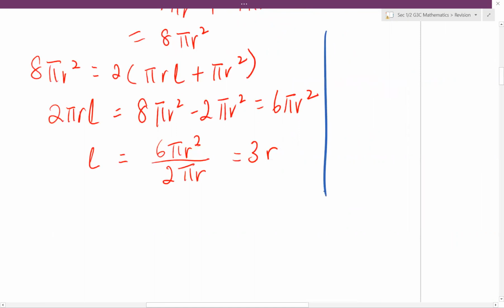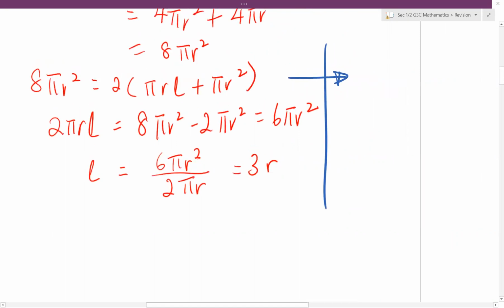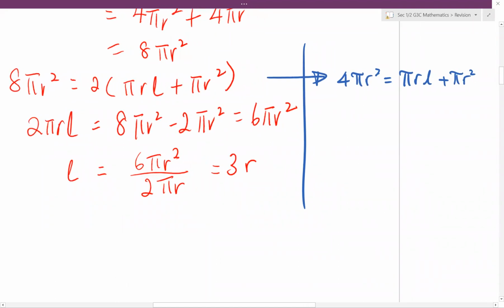From this step onwards, I want to find L, so I get rid of the 2. I divide by 2 on both sides, so I get 4 pi r squared equals pi r L plus pi r squared. Next, get rid of this pi r squared by subtracting on both sides. On the left hand side, you have 4 pi r squared. On the right hand side, you have pi r squared. So minus, left with 3 pi r squared equals pi r L.